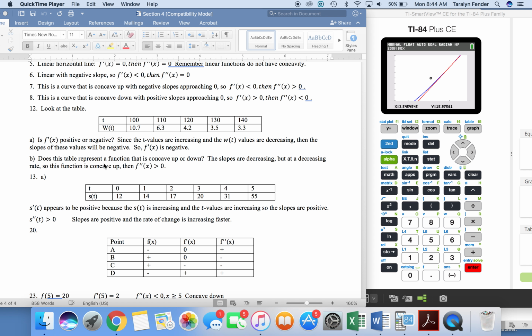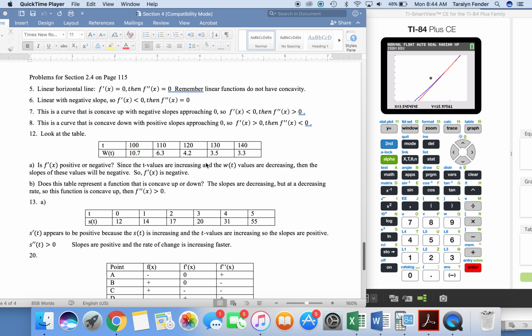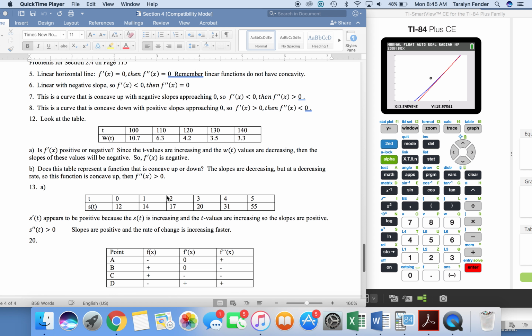Does this table represent a function that is concave up or concave down? Well, you have to look at the slopes. Are they increasing or decreasing? The slopes are decreasing, but at a decreasing rate. That means that the difference here is greater than the difference over here. So it's decreasing at a decreasing rate, so the function is concave up.